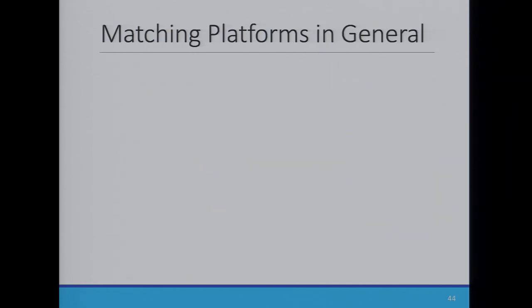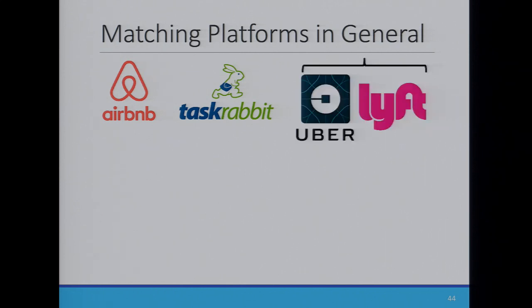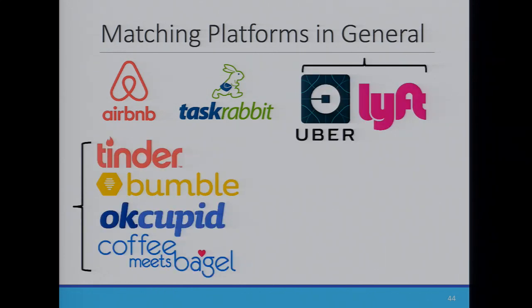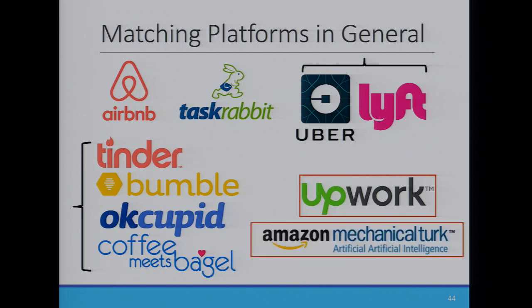Okay, so for example, now I'm going to talk about matching platforms in general. There are all sorts of matching platforms these days. There is Airbnb, of course, TaskRabbit, which is the type of thing where you post the job online and then somebody comes and does the job in person. There's Uber and Lyft, of course. There's all sorts of dating apps. There's Upwork, which is an online labor market, and there's Amazon Mechanical Turk, which is also an online labor market. And so these two are going to be my focus for a good portion of this.